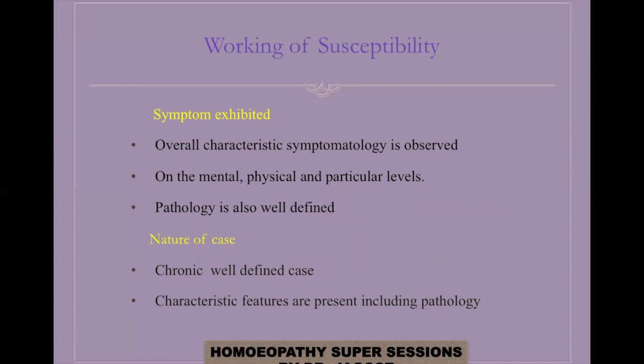In this case, overall, the symptoms are characteristic in nature, both on the mental level, on the physical level, and also on the particular levels. And the pathology is also well defined. Therefore, I've written overall characteristic symptomatology is observed on the mental, physical, and particular level, and pathology is also well defined. Now, the nature of the case. Naturally, it's a chronic case which is well defined. Why is it well defined? Because the characteristic features are present, including the pathology. So we are getting the symptoms which are characteristic on all levels, including the pathological level also.